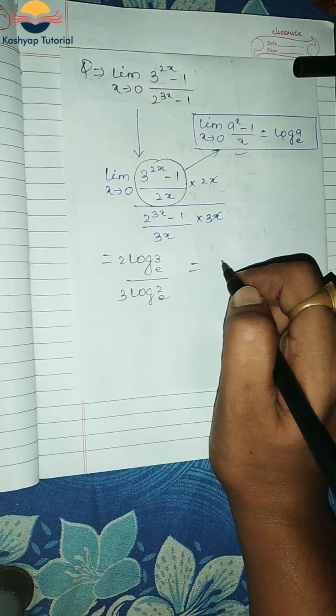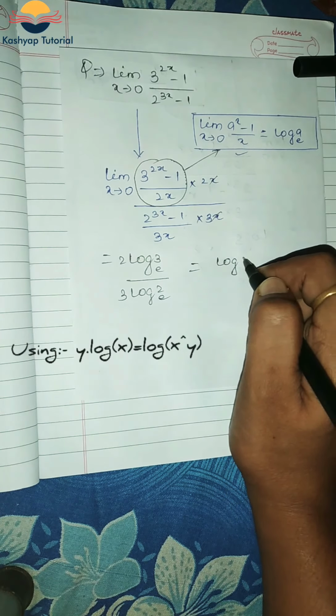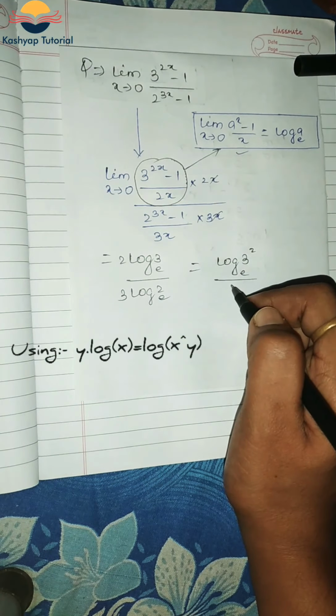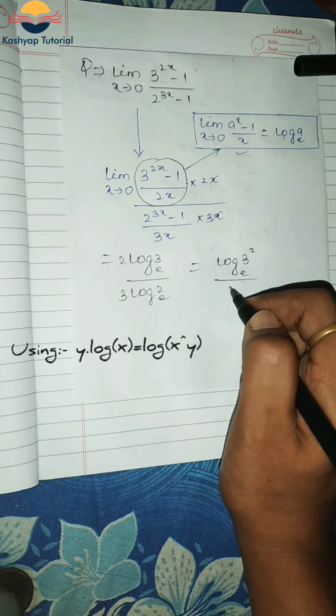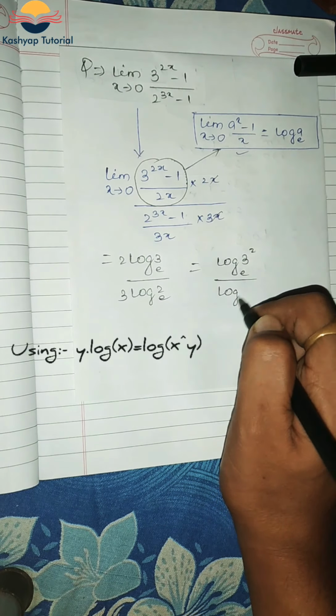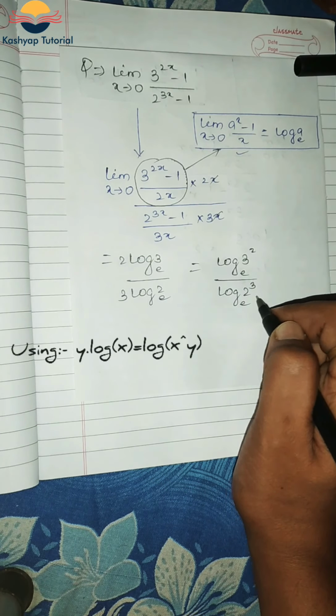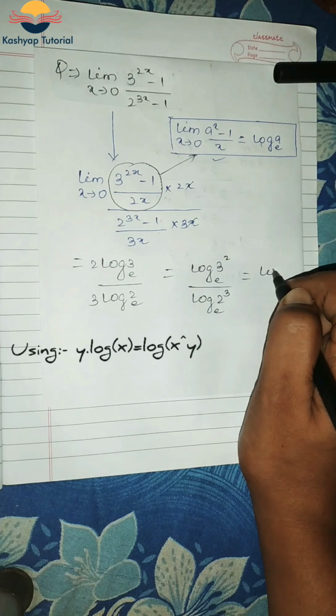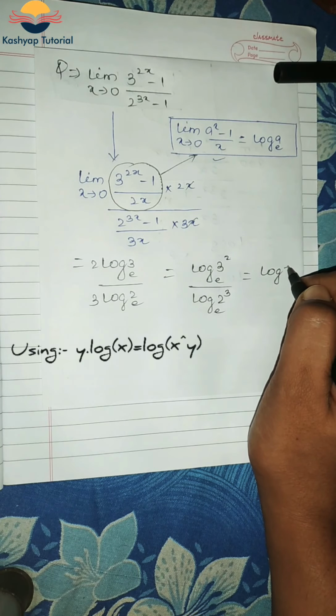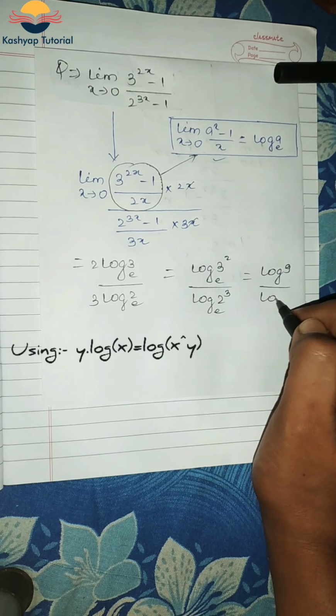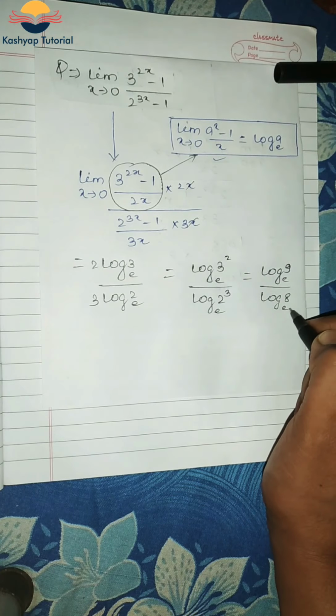Now we are using the logarithmic formula. We can write 2 as the power of 3 and 3 as the power of 2. So this results as log 9 upon log 8. This is the answer.